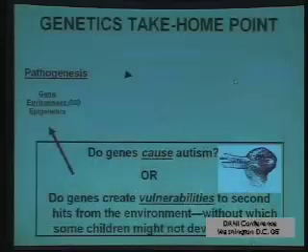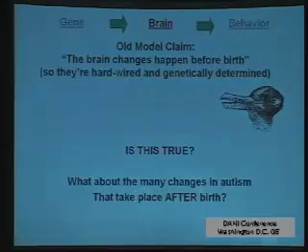So here's a take-home point, going back to the pathogenesis mechanism phenotype, which I hope you can read across the room, but maybe not. Do genes cause autism, or do they create vulnerabilities to second hits from the environment, without which some children might not develop autism? And this is what John said to you before.